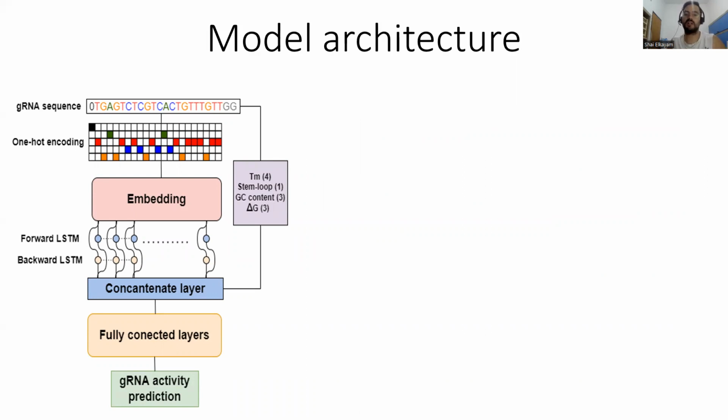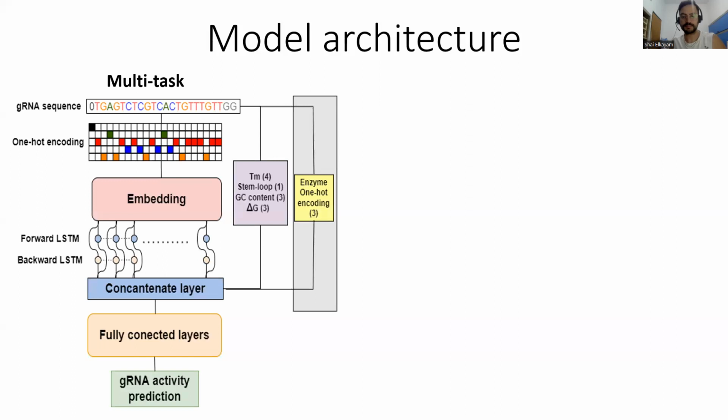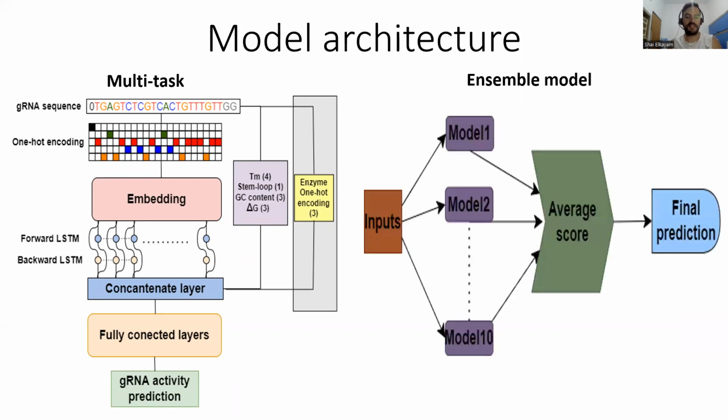While in the DeepHF model, the authors trained the model with only one type of enzyme high throughput data, our first improvement to the model was the multitask model that combines all 3 high throughput experiment datasets. And to inform the model from which data each input came, we used 3 inputs of one hot encoding. The second improvement is the ensemble model that is comprised of 10 identical models, where the only difference between them is that they were trained with different initial weights. And the output of the ensemble model was set to be the average of the 10 models. We refer to the ensemble model that was trained on the high throughput data as the DeepCRISTL pre-trained model.